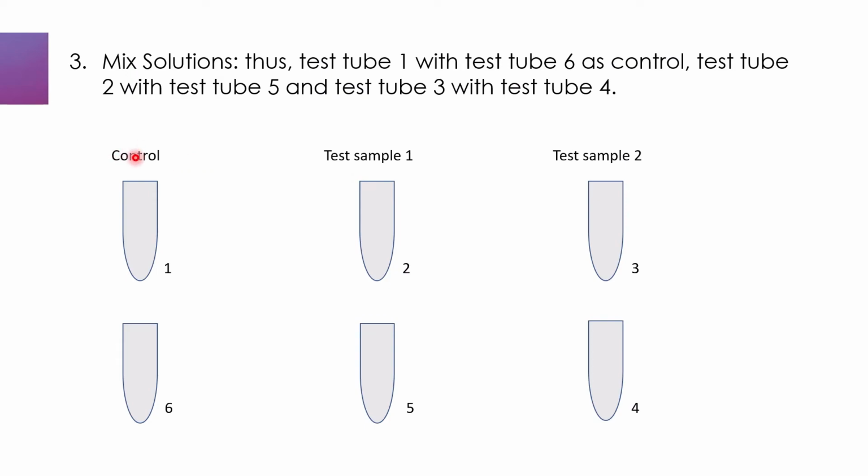So for the control over here, we add test tube 1 and test tube 6 together. For our test sample 1, we add test tube 2 and test tube 5 together. And for our test sample 2, we add the components in test tube 3 and test tube 4 together. So in all, we are going to have 3 different setups, with the first being the control, and then test sample 1 and test sample 2. That happens to be a duplicate of our test sample 1.